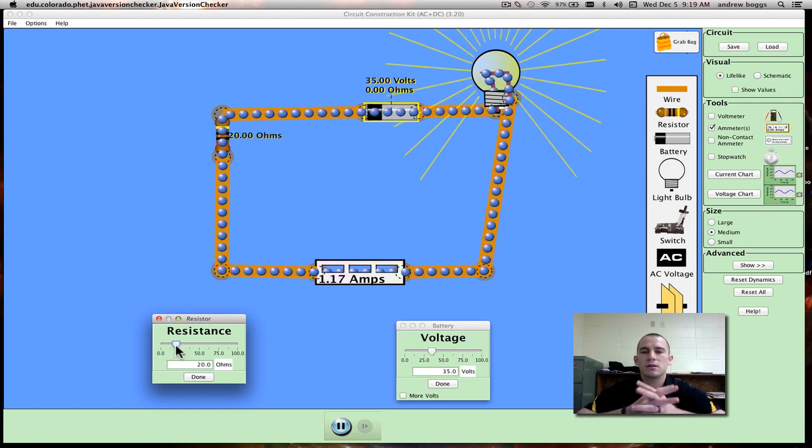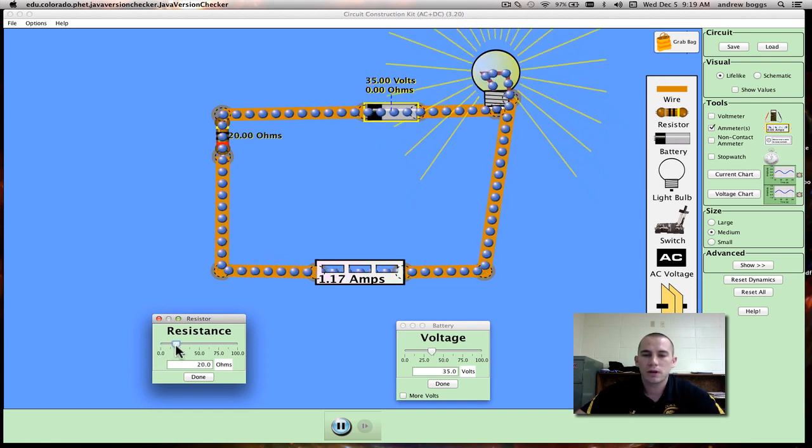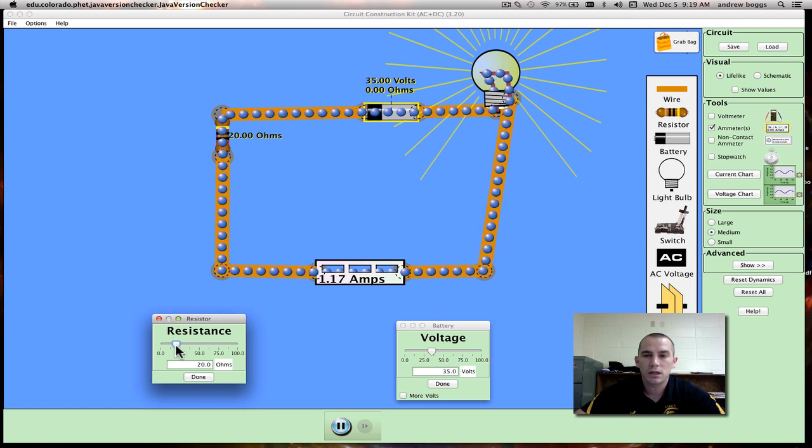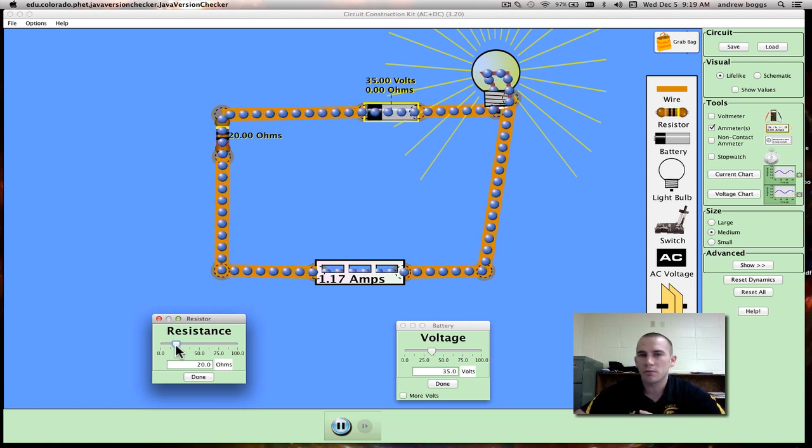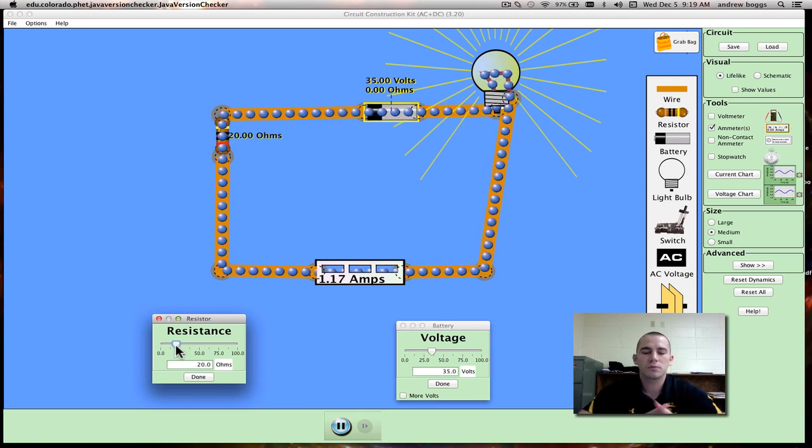But that'll hopefully help you with voltage, resistance, and current. And next time we'll talk more about how to set up parallel and series circuits. So I hope that this was helpful.